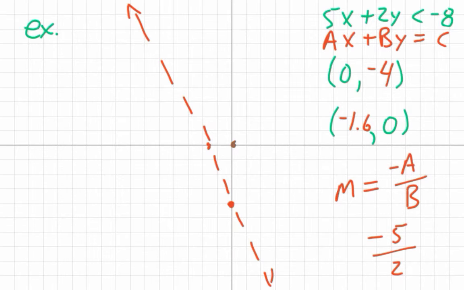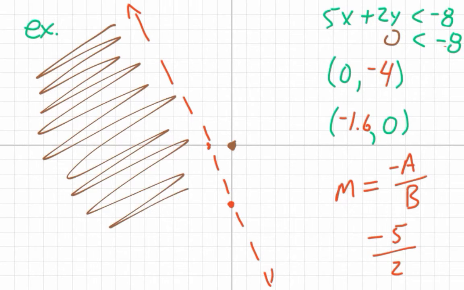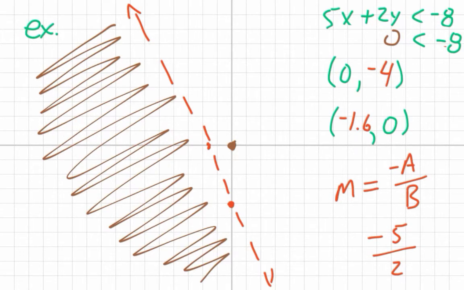Now we want to find a point that's not on the line, so I'm going to go with 0, 0 again, and put that 0, 0 in my equation. These are super nice because 5 times 0 is just 0, and 2 times 0 is just 0. So that whole left side just becomes 0 every time for this type of equation. So we get 0 is less than negative 8. True, false? False. 0 is not less than negative 8. So the origin doesn't work, so we have to shade the side that doesn't have the origin.